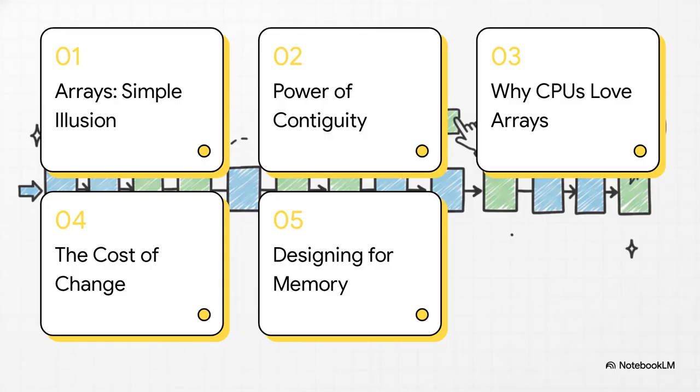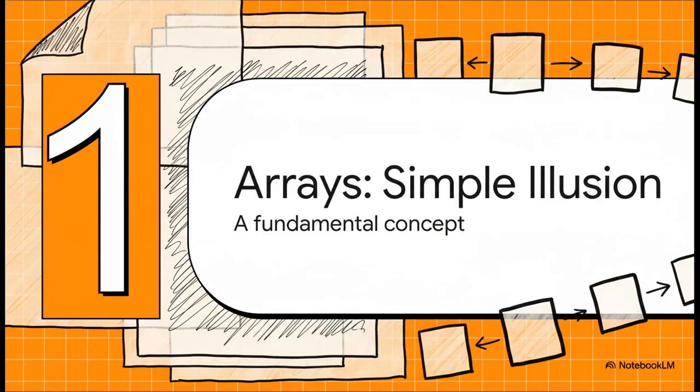So here's how we're going to break it all down. First, we'll look at the simple illusion of an array. Then we'll uncover the real secret sauce, the power of contiguity. We'll see why CPUs are basically built to love them, understand their weak spots, and finally figure out how we can use all this to write way better code. All right, let's kick things off by peeling back that first layer.